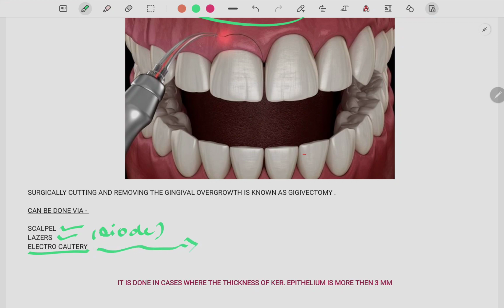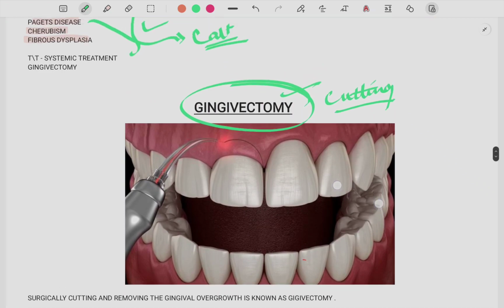What do we do in electrocautery? We basically burn the tissues. So there is this very bad smell of the burning tissues which could be felt. That is the only disadvantage. Otherwise, both of these methods are going to provide you a bloodless field which is very easy to operate, and the post-operative complications are also going to be less. So this is one treatment, gingivectomy.